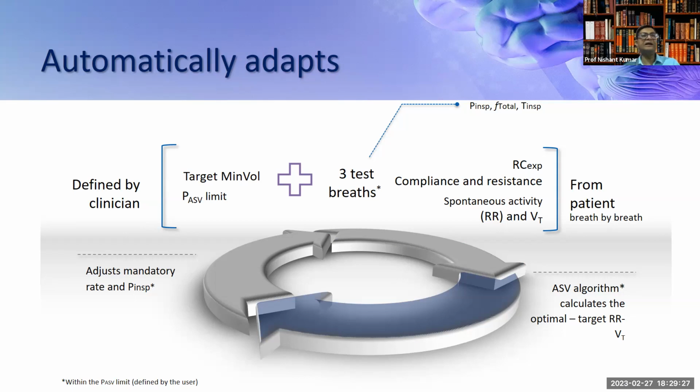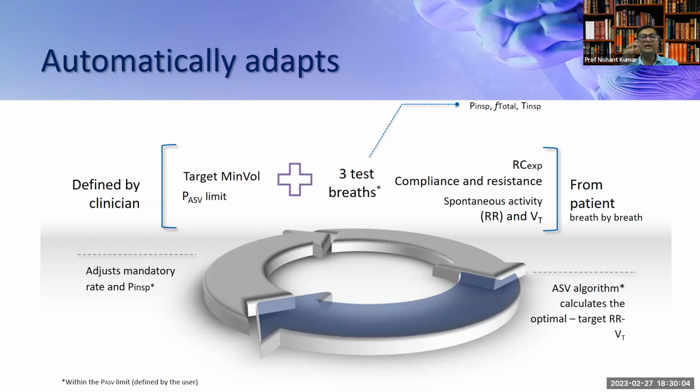Now, we have seen that the ideal combination in that particular graph was 500 ml, 15 times. That is, 15 breaths per minute is the ideal combination that we have found out. So if the patient is not taking any breaths, it calculates the optimal target RR and VT, and it will deliver the 500 ml at 15 breaths per minute with the least pressure, which gives the maximum compliance. So it can be any mode.